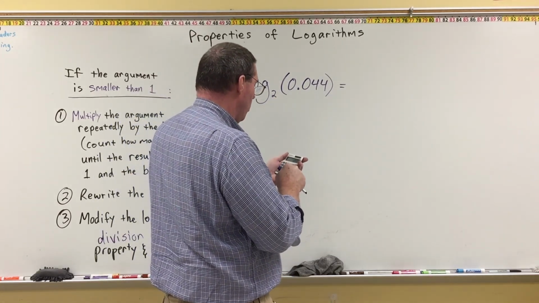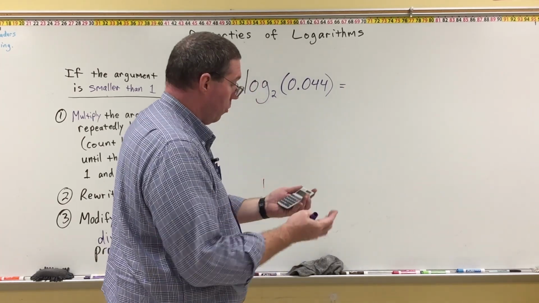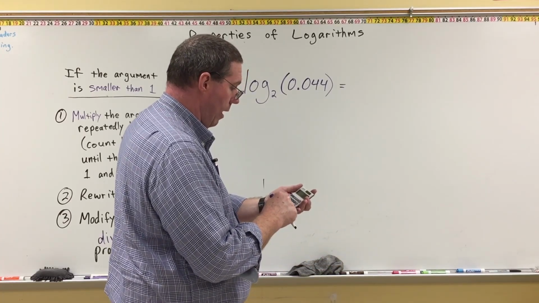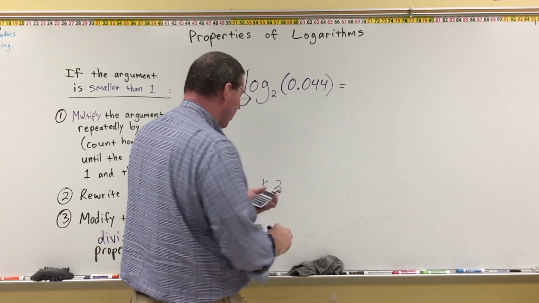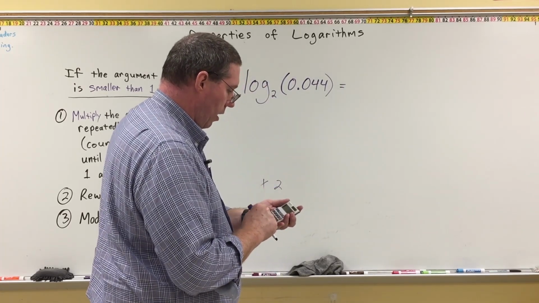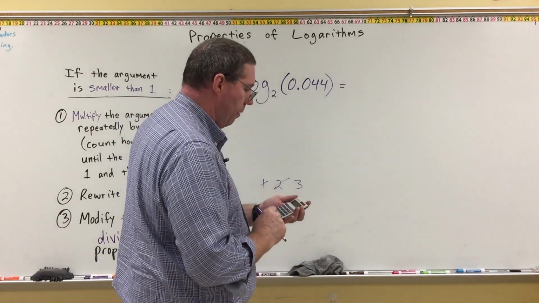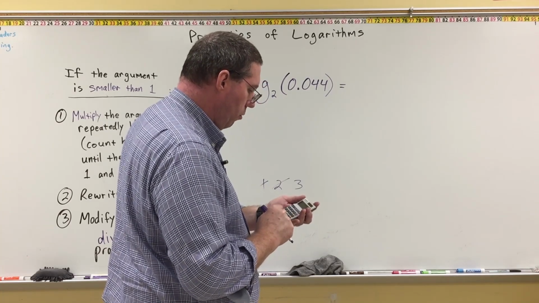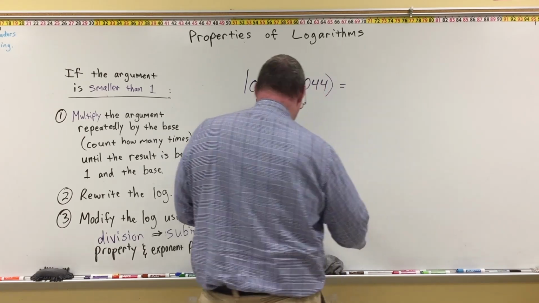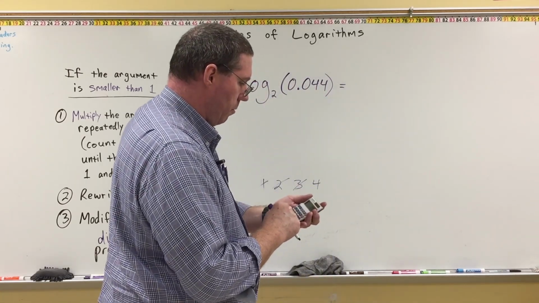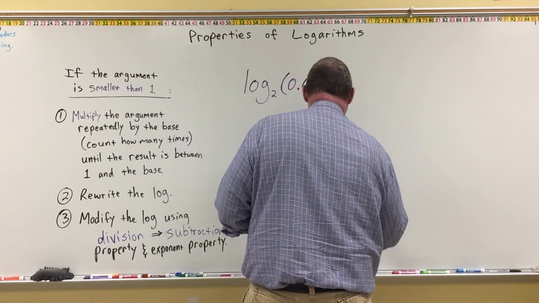So times 2 gives us 0.088, so that's one time that we did it, but we're not between 1 and 2 yet. So we're going to multiply by 2 again, and we get 0.176, so we've done it twice, but we're not done yet. Times 2 is 0.352, that's 3 times, but we're still not above 1. Times 2 gives us 0.704, so that's 4 times, still not above 1, so we're going to multiply by 2 again, and that gives us 1.408. We did it 5 times.